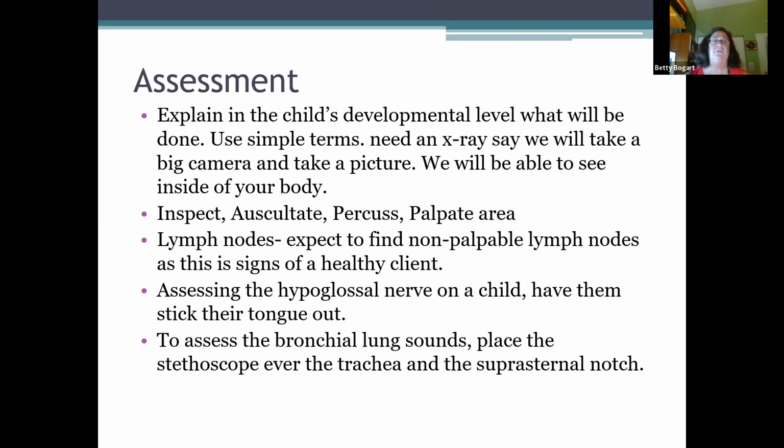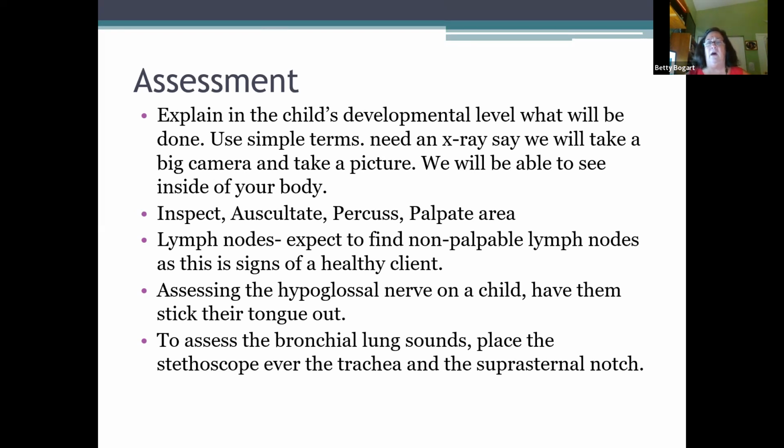You're going to inspect, auscultate, percuss, and palpate. These are things we do to look at a child. Just looking at a child first, you can tell if they're sick. We've talked lymph nodes before. If you don't feel them, good. The kid's not sick, kid's fine. But if you feel palpable lymph nodes, this child is sick. There's something going on, an infection.